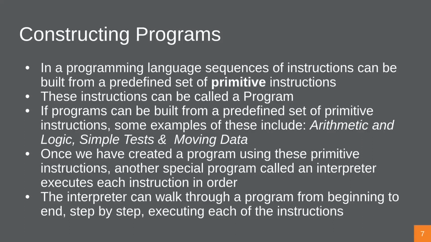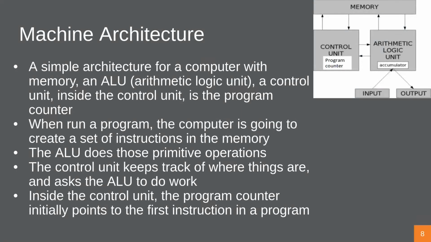Having a look at the machine's architecture here, this is a very simple, theoretical overview of a machine. We have the memory up here, the RAM, then inside the processor we have a control unit and an arithmetic logic unit. The program counter keeps track of where we are in the program, and the arithmetic logic unit performs calculations and passes these back and forth into and out of the memory.